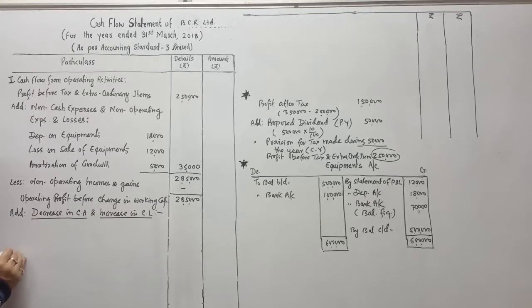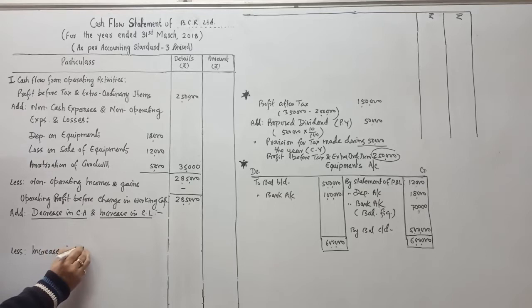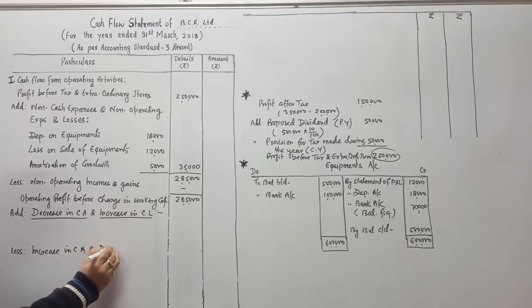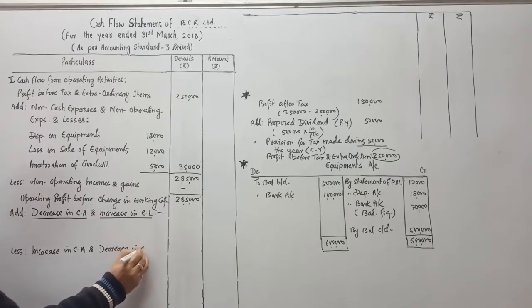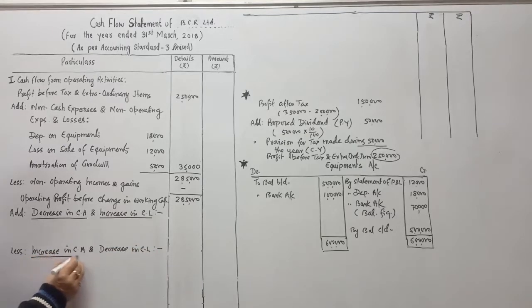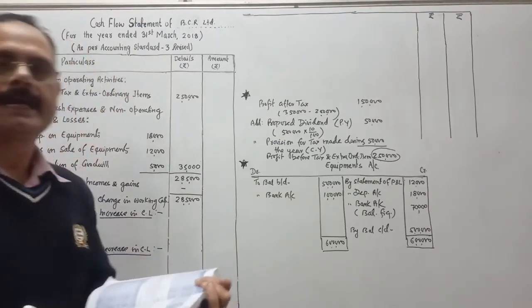And vice versa, increase in current assets and decrease in current liability will be deducted by us. Now see the current assets.